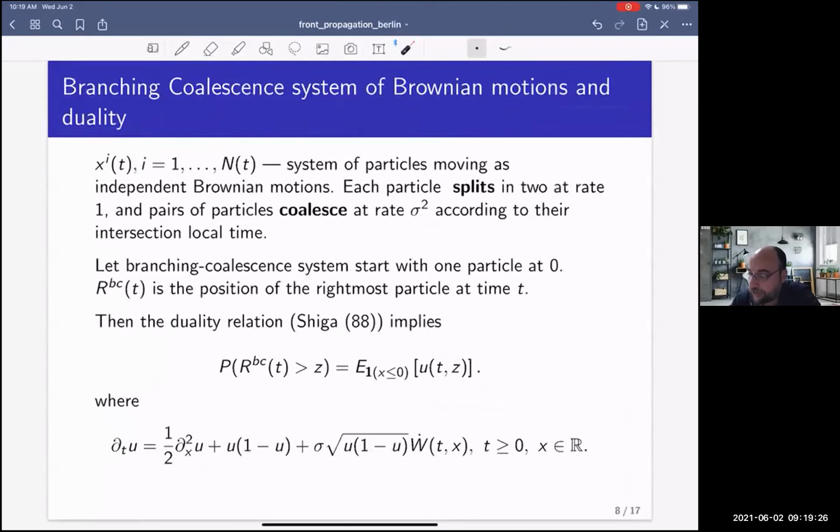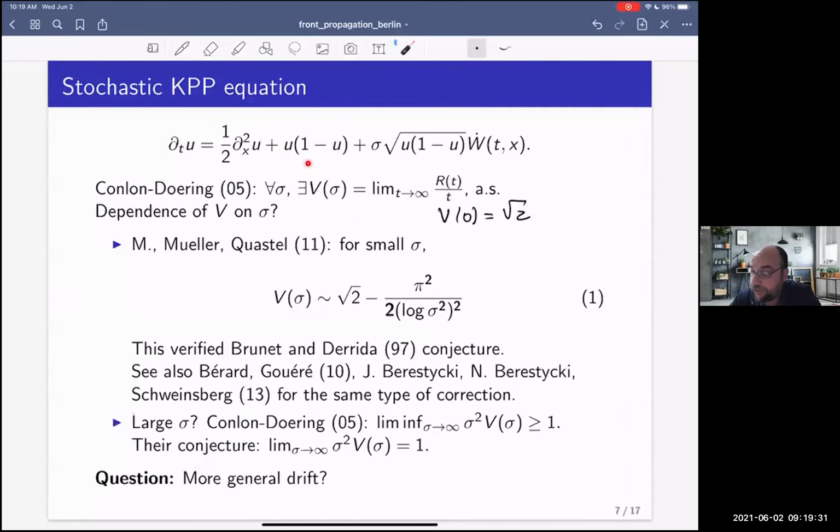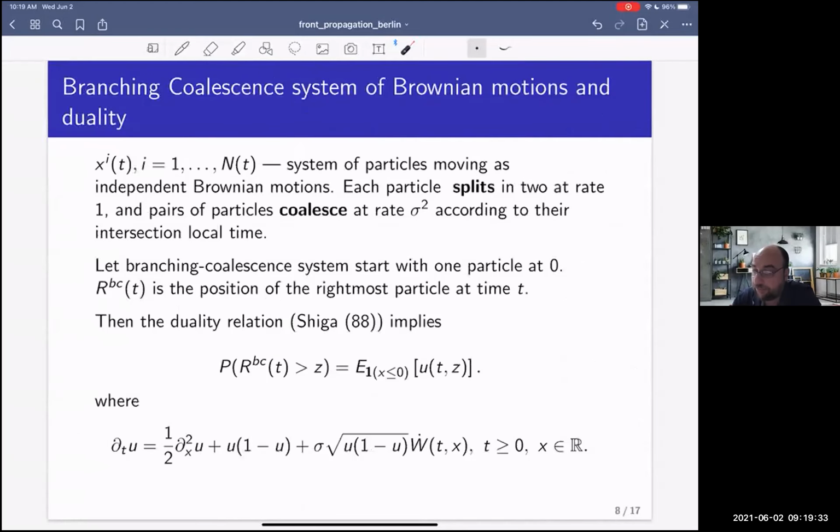Before doing this, I give you another motivation to study this stochastic KPP equation, and it comes from the branching coalescence system of Brownian motions. And this comes via duality. Consider a system of particles moving as independent Brownian motions. Each particle splits in two at rate 1, and pairs of particles coalesce at rate sigma squared according to the intersection local time.